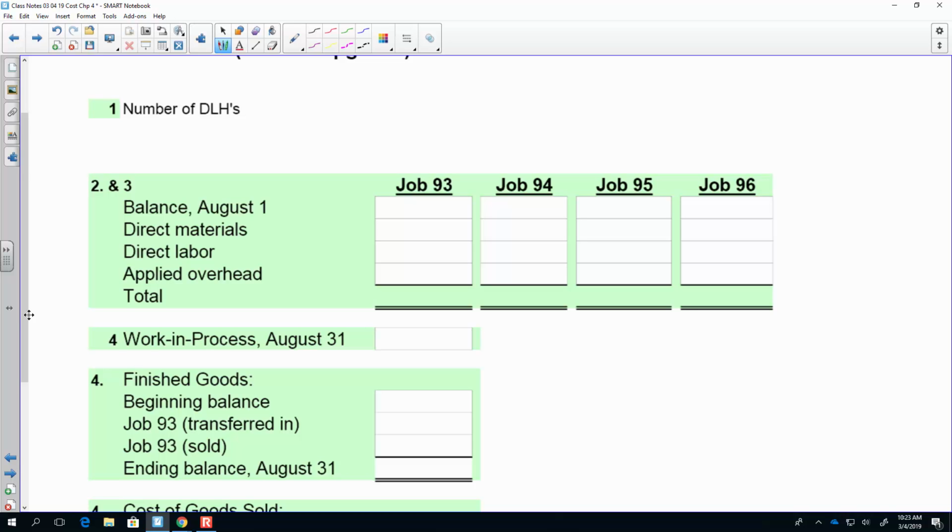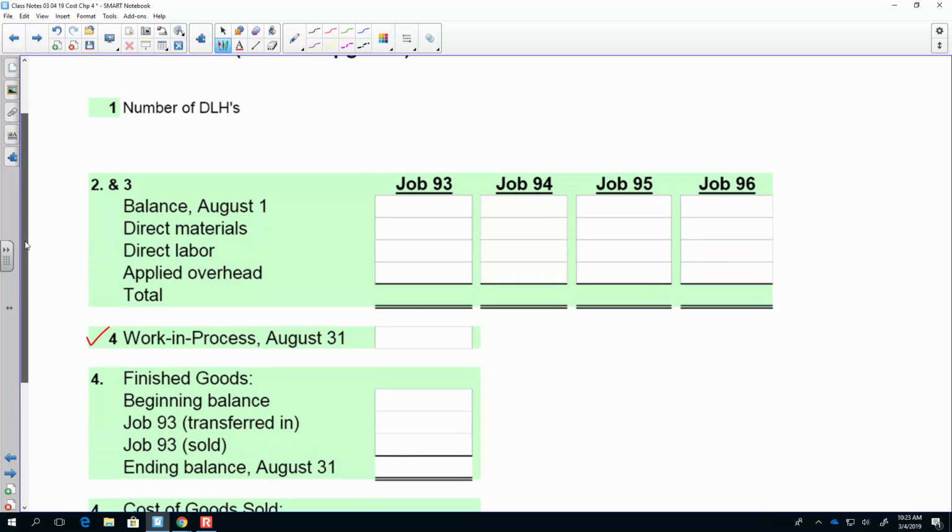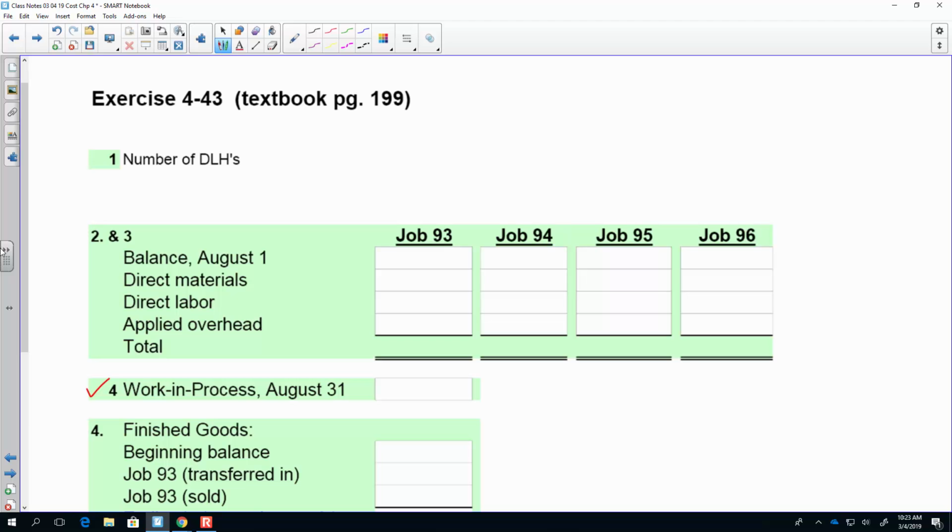This is the last problem I want to do today because it identifies this big question, which is on your 25-point problem, number 4. What is the balance in our WIP account at the end of the month? What is the balance of our WIP account at the end of the month? So the problem we are looking at is 43. Yeah, page 6 of your handout, page 6.